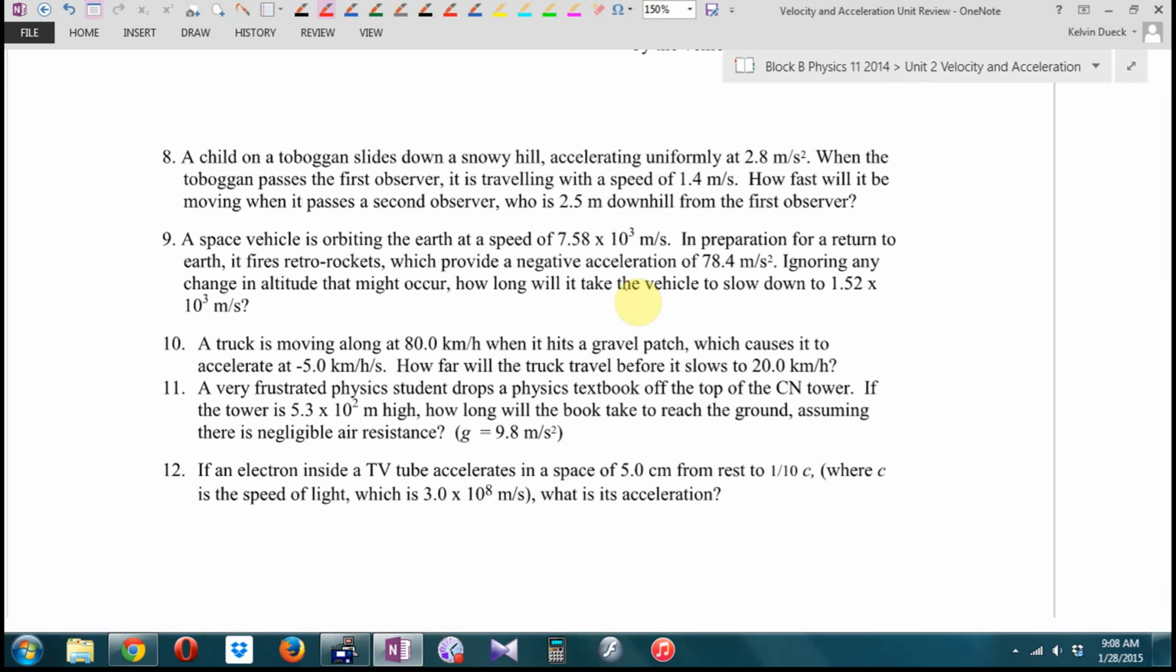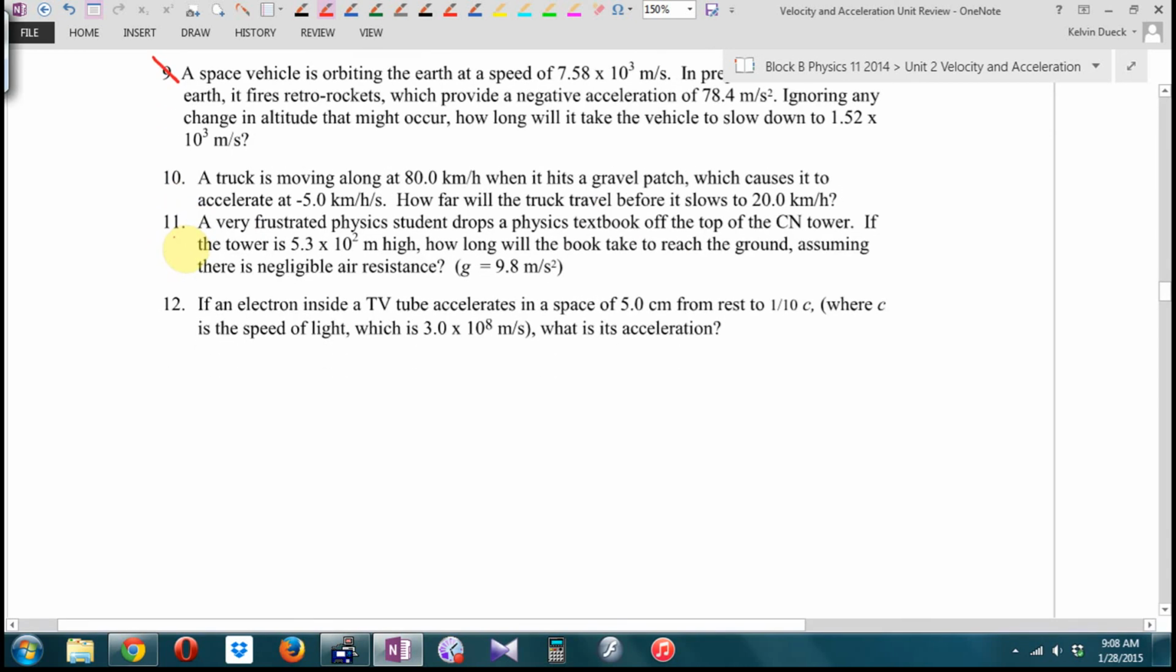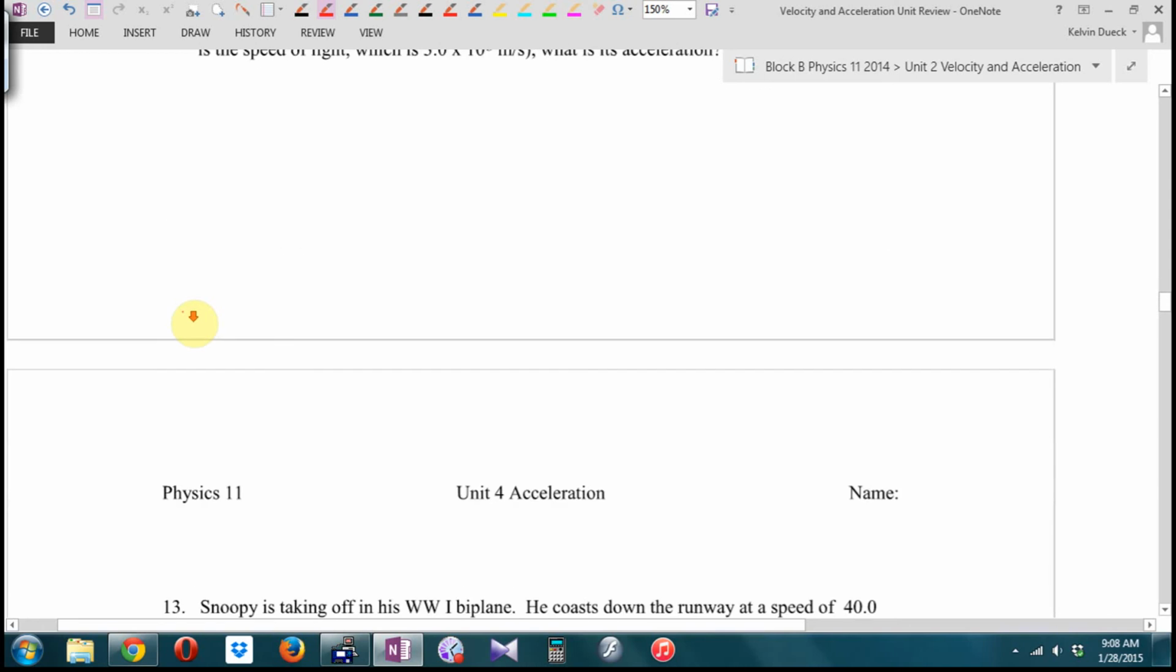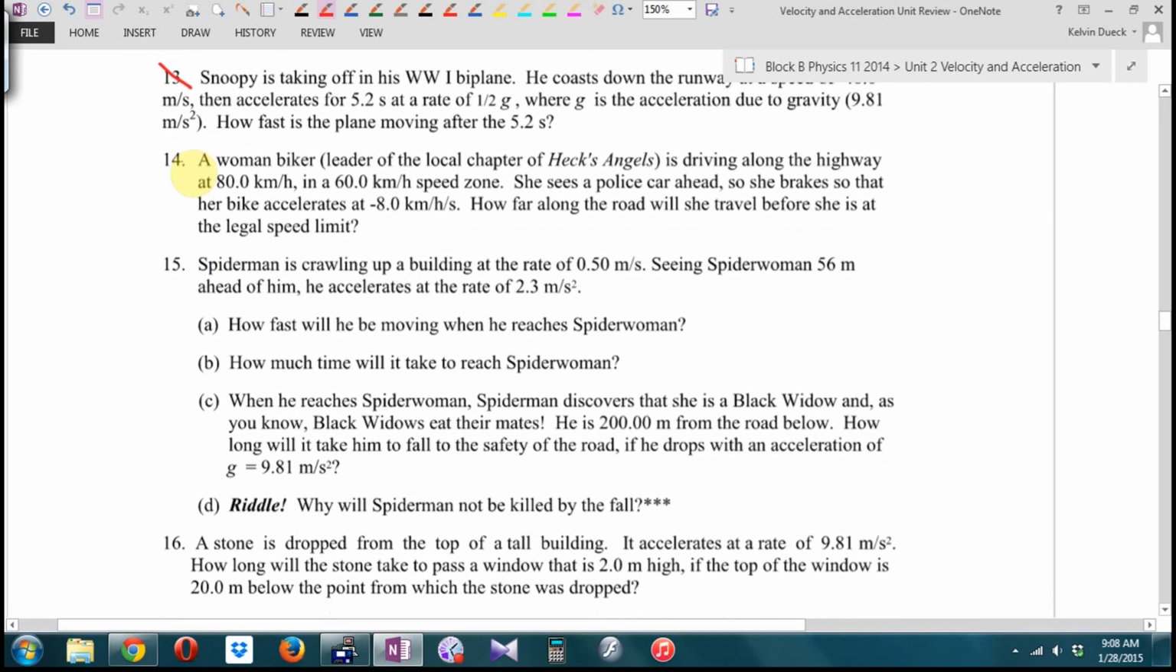You can cross out 9. Cross out 12, please. Cross out 13. If you did them already, that's fine, but these are not questions that you're necessarily going to see.